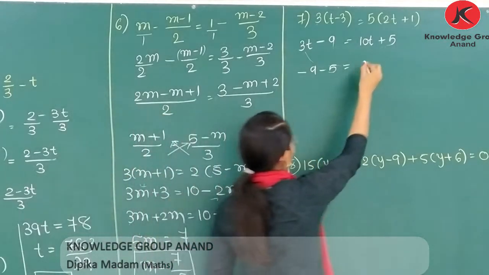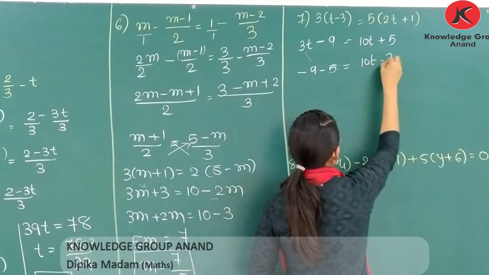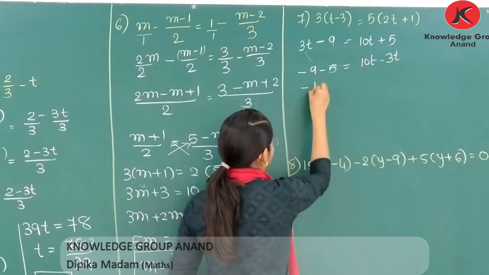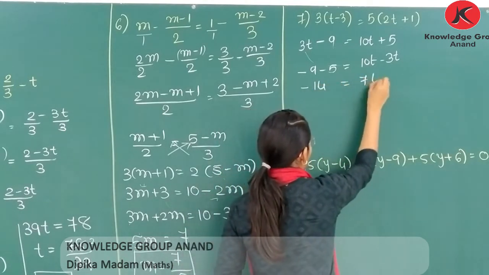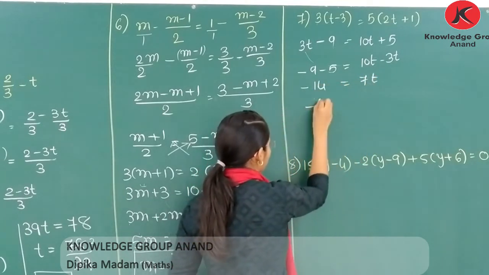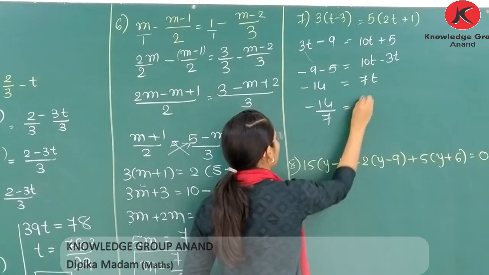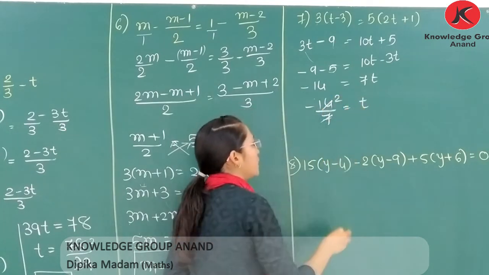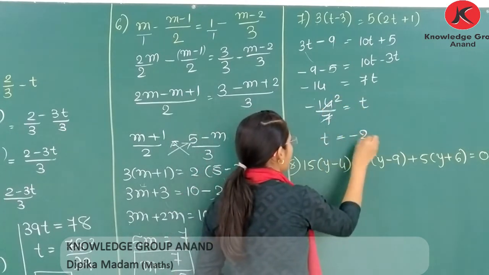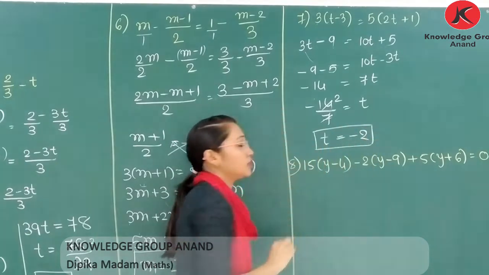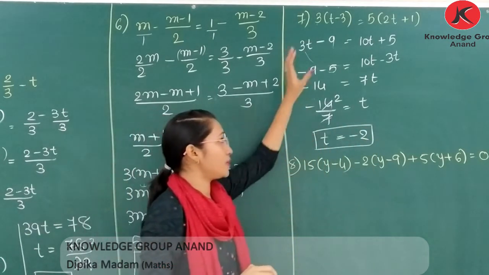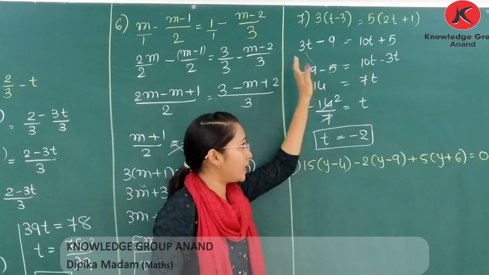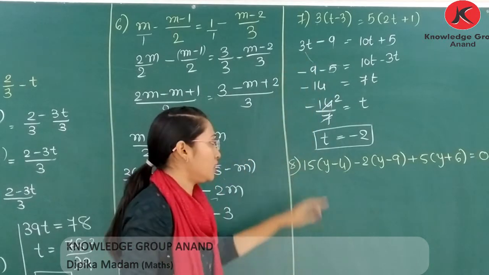Okay, 10t minus 3, that is minus 14, is equal to 7t. Now 7 is in a divide. So if you cut the common factor, t is equal to minus 2. Clear? This is a simple example. Just open the bracket, combine the like terms and then move the numbers.